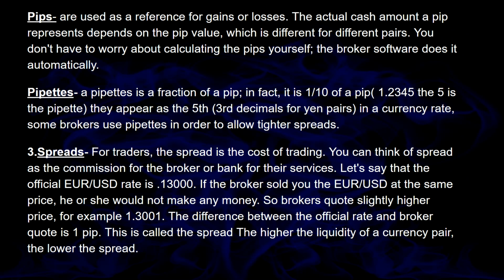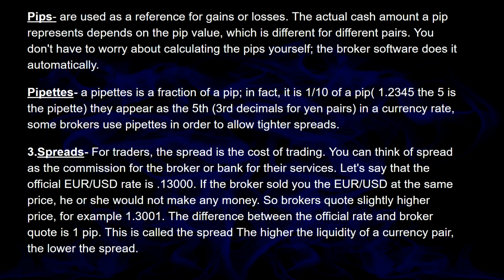Some brokers use pipettes to allow tighter spreads. So that also goes into number 3, spreads. For a trader, the spread is the cost of trading. You can think of the spread as the commission for the broker or the bank for their services.